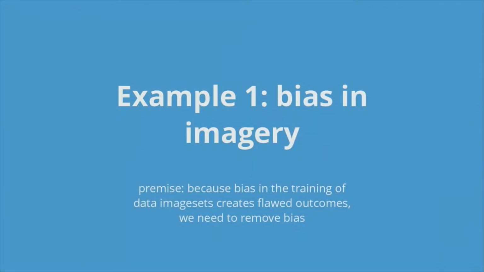So the first example is bias in imagery. The premise is that because bias exists in the training of data image sets, that is creating flawed outcomes, and we need to really work to remove bias out of data sets and out of our work and out of our minds before we even create the project.